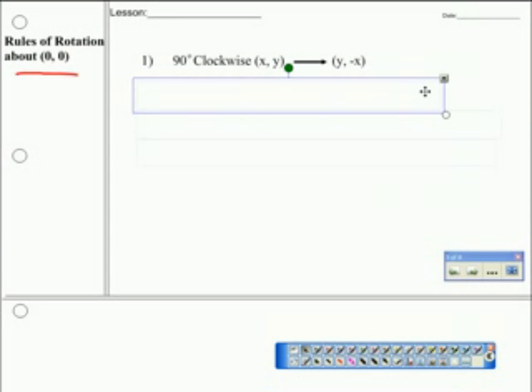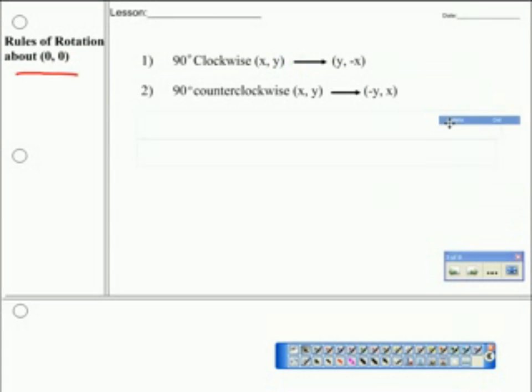The next rule, 90 degrees counterclockwise. So this is going that way, like from quadrant 1 to quadrant 4. You'll change their places, so the x becomes the y and your new x, the old y, becomes negative, or you change its sign. Now realize you change the sign. That doesn't mean it's always negative, because if you start with a negative one, it's going to make it positive.